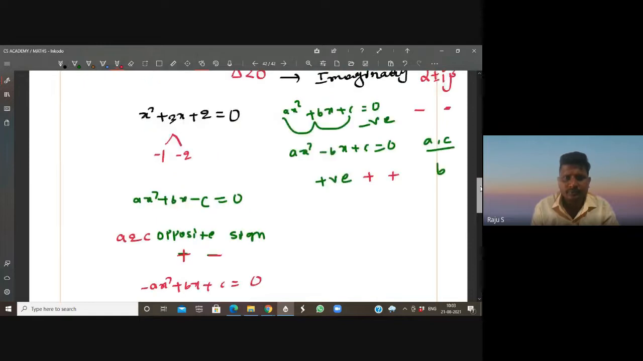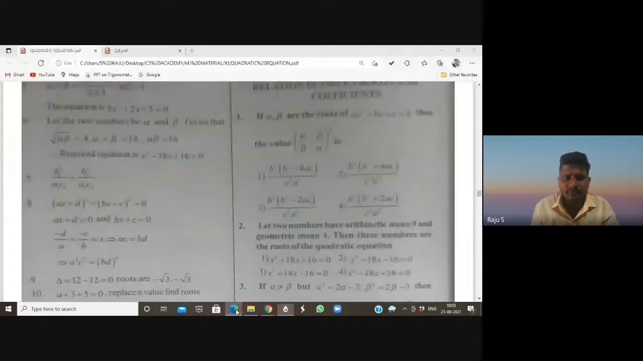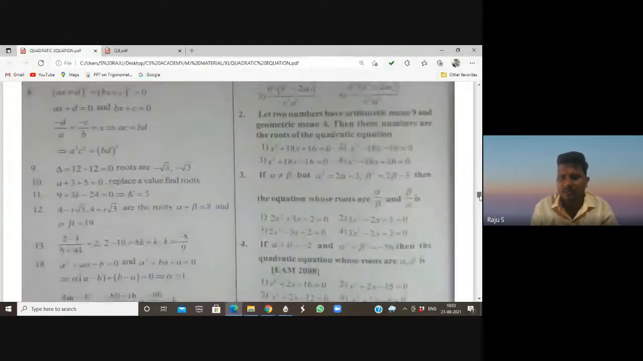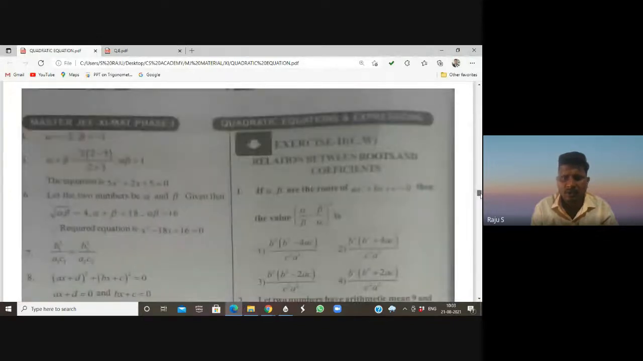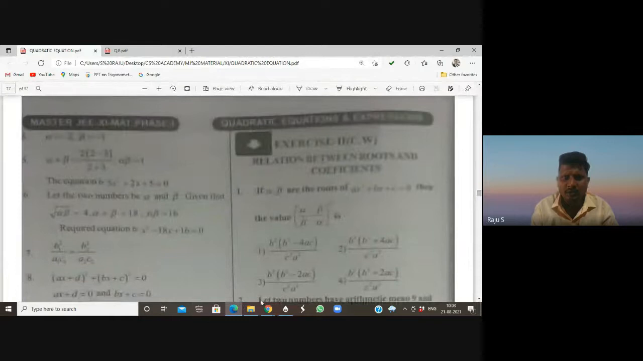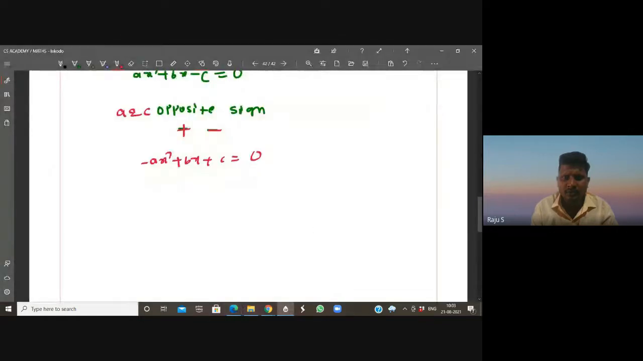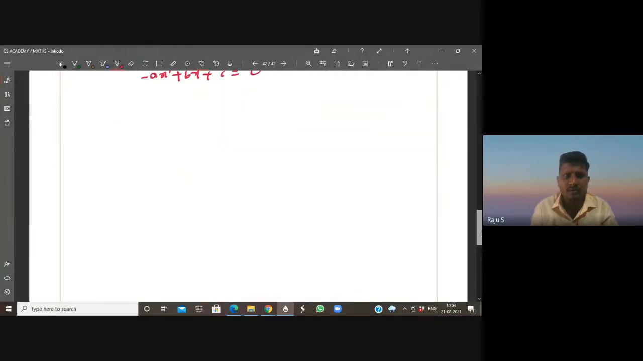Okay, we will discuss all the questions. When it comes to the exercise problems, they are very, very easy, no doubt. First, before that, I'm going to derive a few conditions here. Look here.